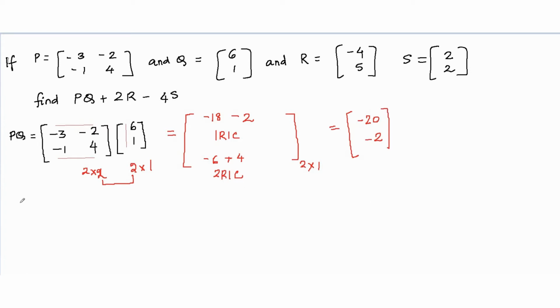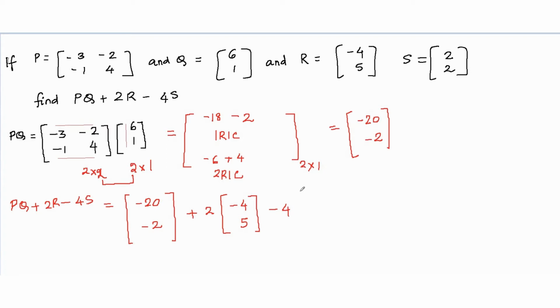And now we have been asked to find PQ plus 2 times R minus 4 times S. So let us evaluate this. PQ plus 2 times R minus 4 times S would therefore be, PQ would be minus 20, minus 2, plus 2 times R, which is negative 4, 5, right? And minus 4 times S. So minus 4 times S is going to be 2 and 2. So this particular value is therefore negative 20, negative 2.